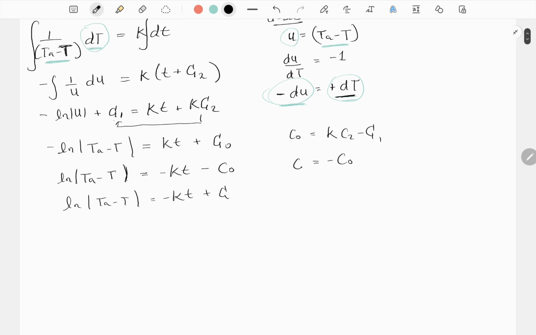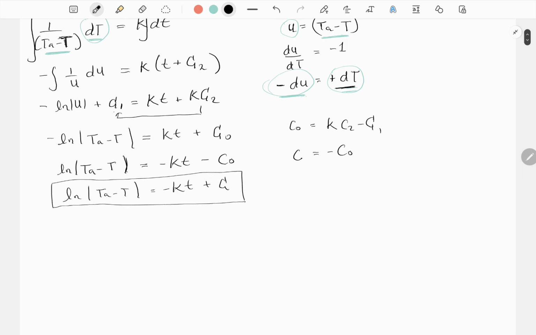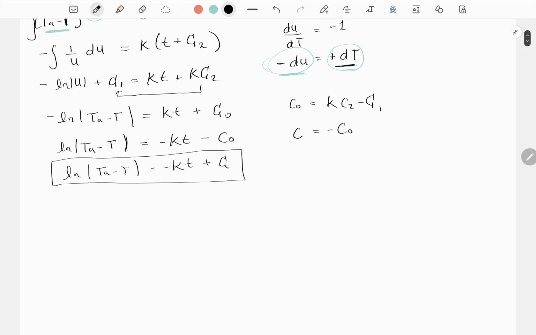Now I can leave it like this. Leaving it like this is one option, or I can solve for TA minus t. I'm going to have this as one potential solution. So this is in ln form. But if you want, you can convert. So you say TA minus t is equal to e to the negative kt plus some constant.